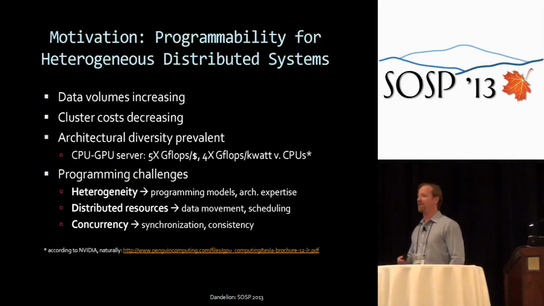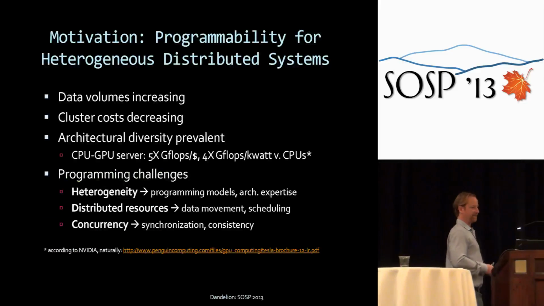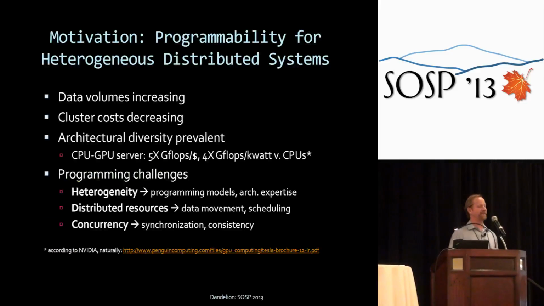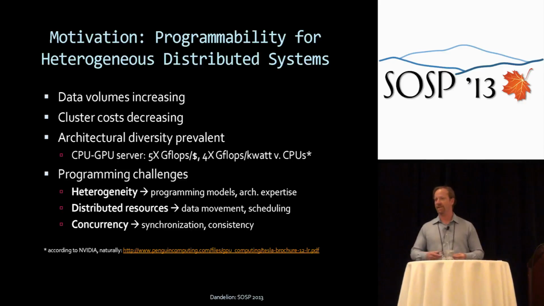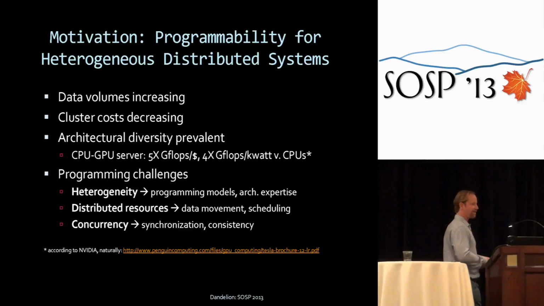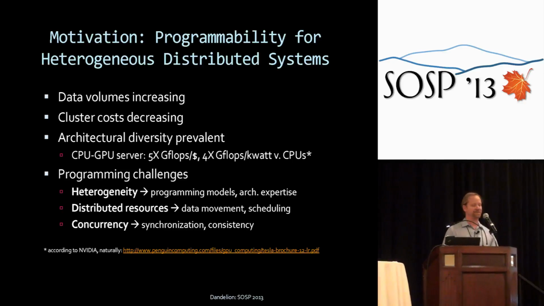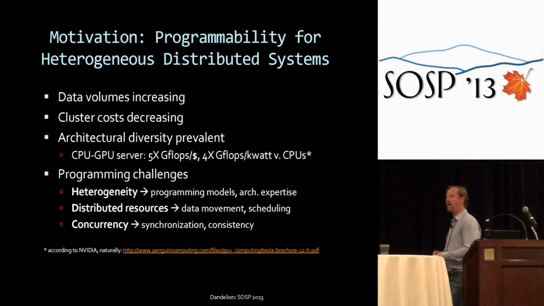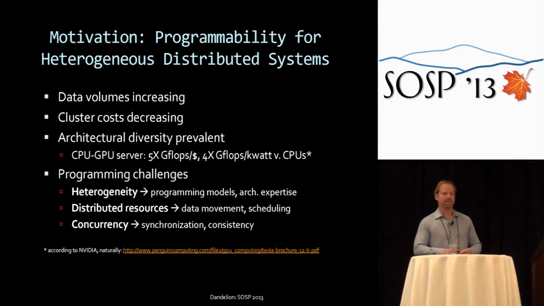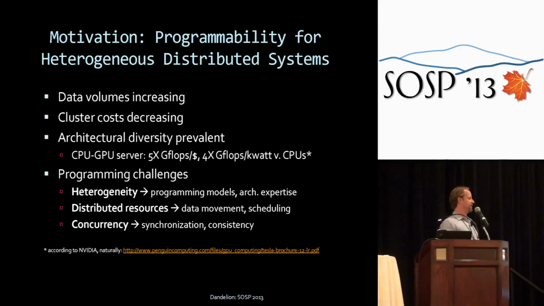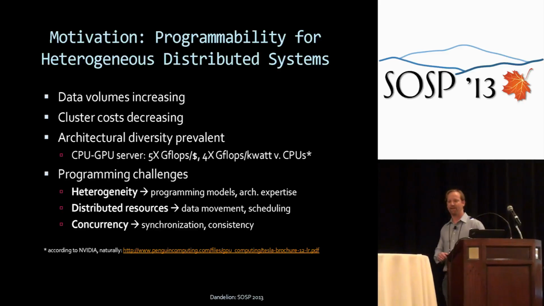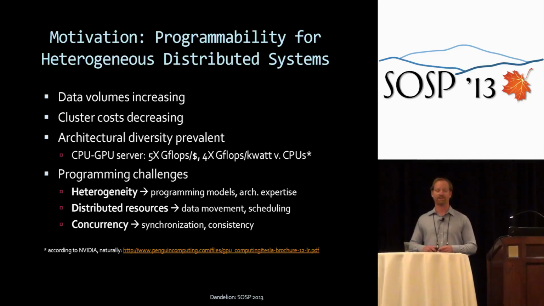So this talk is primarily about improving the programmability of systems that feature architectural diversity and distributed compute. So why should you care about this problem? Well, data volumes continue to increase, and the cost of acquiring and owning a cluster continues to decrease. And there's a concomitant trend where architectural diversity in the form of accelerators like GPUs and FPGAs represent an increasingly attractive avenue for improving performance in a lot of application domains.